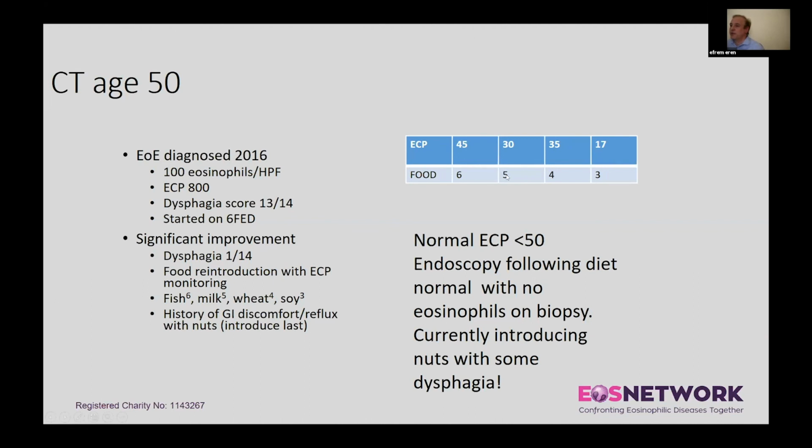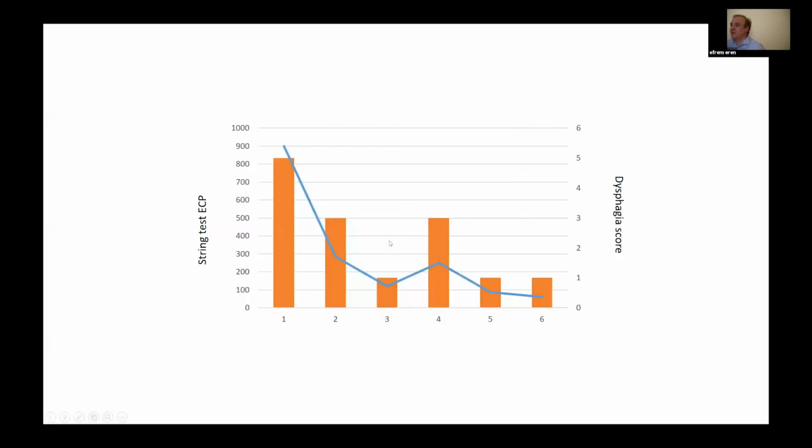Then we brought in fish, 10 weeks or so, retested, ECP still low, reintroduced milk, then wheat, then soy. Similarly, with each reintroduction, no rise in the ECP level. Currently, we're on peanuts, which is causing a bit of indigestion. She's starting to reintroduce it. So I think that might possibly be the trigger. Watch this space.